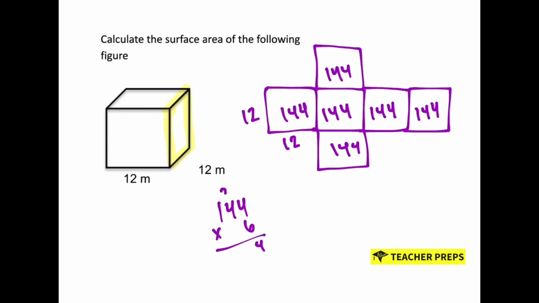6 times 4 is 24, 6 times 4 is 24 plus 2 is 26, and 6 times 1 is 6 plus 2 is 8. So my surface area is going to be 864 meters squared.